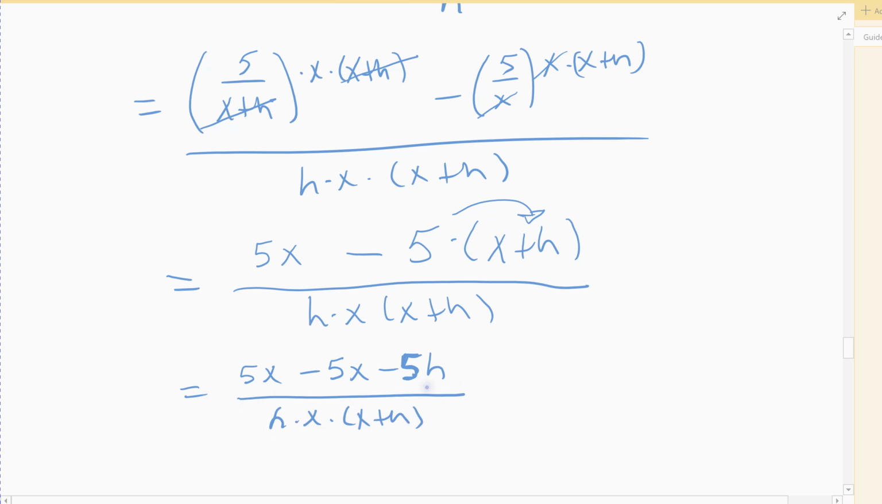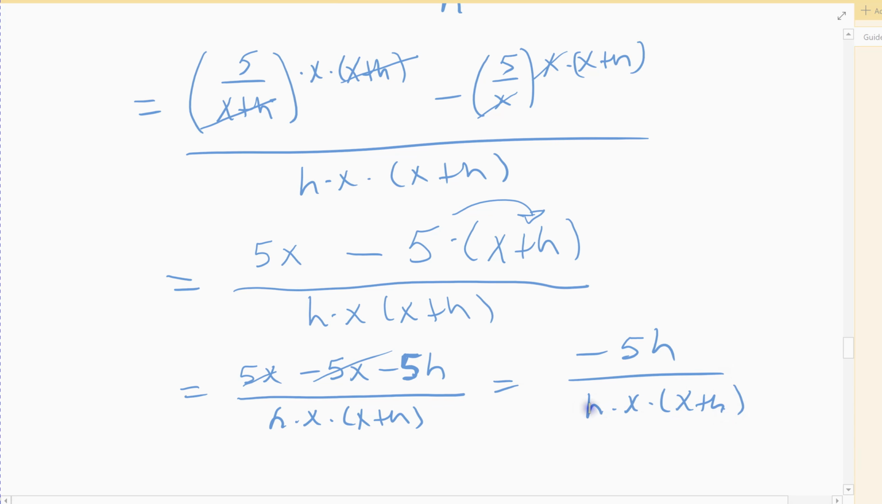That is not changing, so you just write down the x plus h times x plus h. Up top, though, things are going to simplify. This 5x cancels with that 5x, and so I'm left with negative 5h all over h times x plus h. All right, this was the goal we wanted to get to.